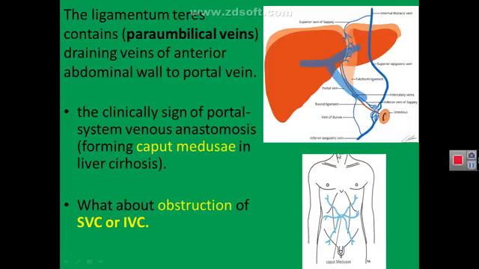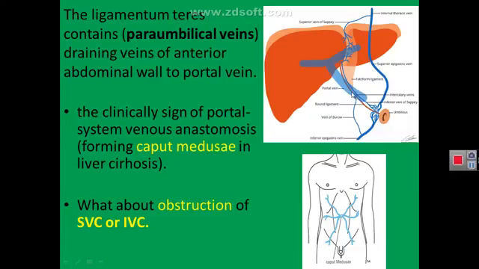Sometimes there will be liver cirrhosis. In case of liver cirrhosis, because the liver will be fibrosed, the venous blood in the portal vein will not be able to pass into the liver and then from the liver to the inferior vena cava and then to the heart, because the liver is fibrosed and the venous drainage is obstructed.